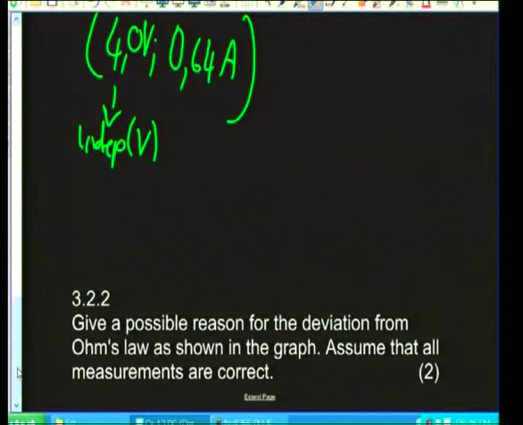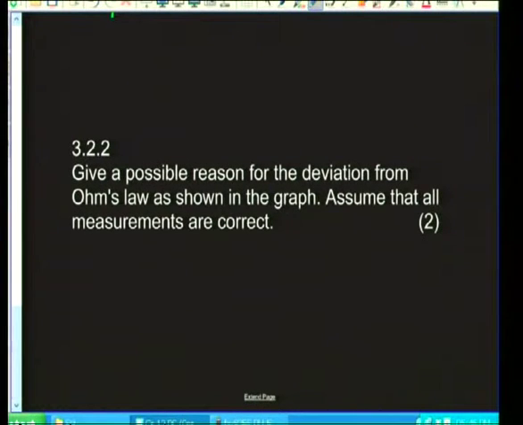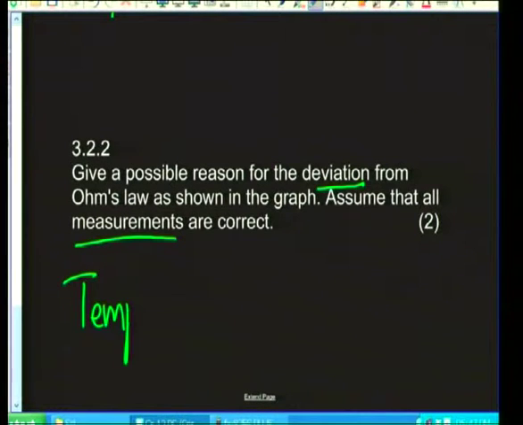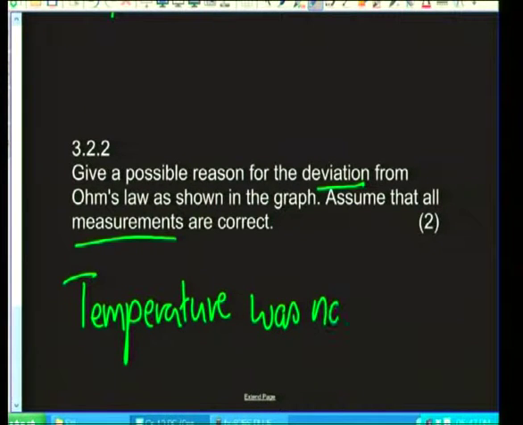The next thing it asks us is give a possible reason for the deviation from Ohm's law as shown on the graph. Assume that all the measurements are correct. Now we might think that the instruments had failed or whatever, but you must remember that Ohm's law describes a special relationship at constant temperature. So what we'd have to say, the deviation is probably because the temperature was not constant. The temperature was not constant.